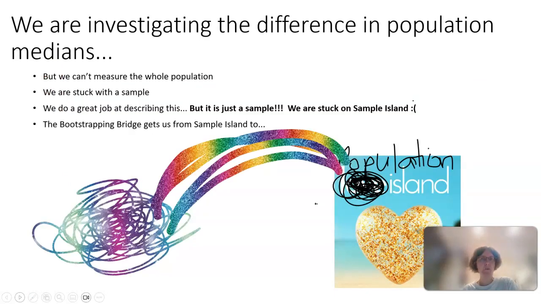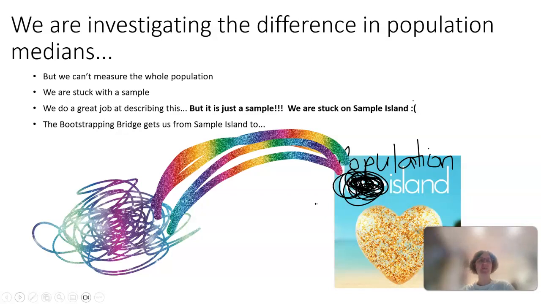Okay. What we're interested in, though, is the difference in the population medians. So I want you to have this really cheesy, bad picture in your head, that what we're trying to do is to use bootstrapping to bridge us from getting from the sample, which I've called here sample island, over to population island, right? So you can tell that my COVID-fogged brain, I had to have some fun with stupid pictures of things from the internet. So we've got the bootstrapping bridge that will get us from one island to the happier island. And the happy island is population island.